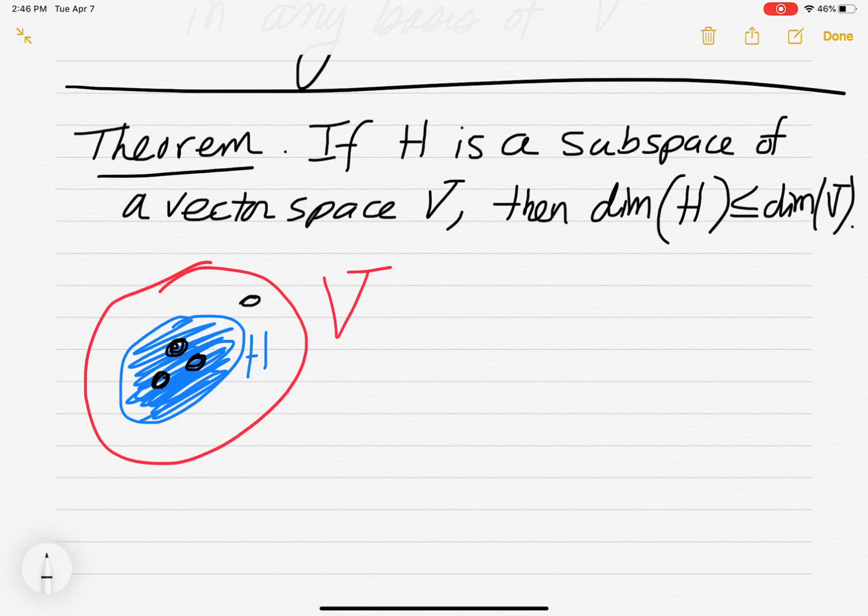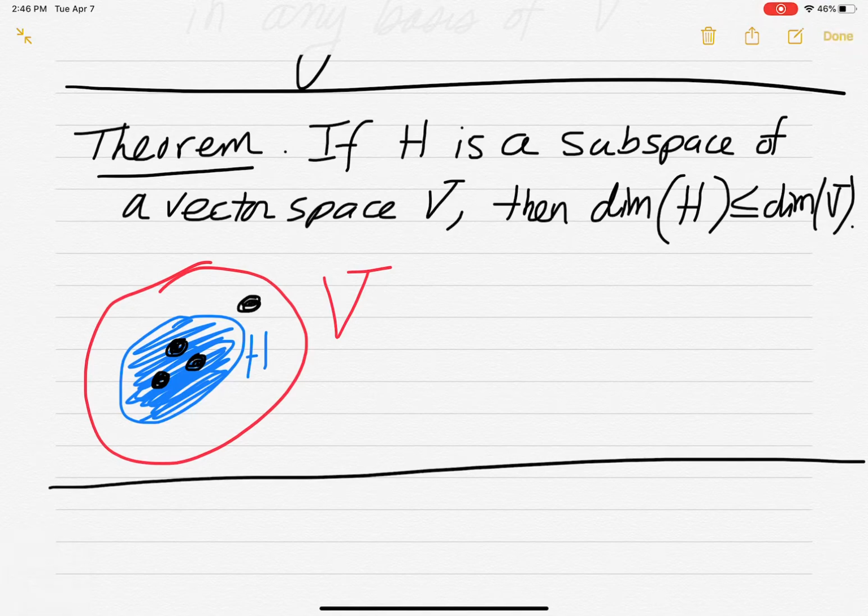Maybe out here you'll have another vector. You can use the vectors in H plus that vector out there in V to build all of V. So that's the idea. However many vectors it takes to build H is going to be less than or equal to however many vectors it takes to build V. That's because H is inside of V. So it's kind of intuitive. I'm not going to prove that.